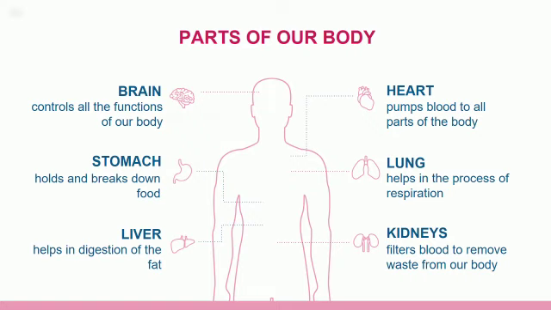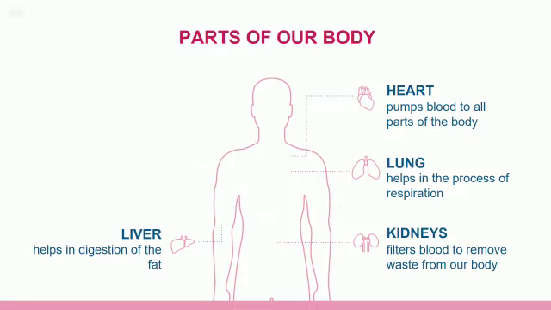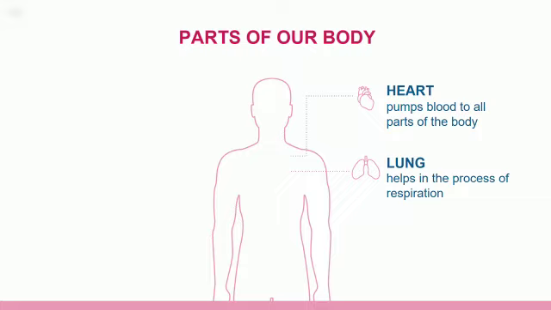The brain controls all the functions of our body. The stomach holds and breaks down food. The liver helps in the digestion of fat. The kidneys filter blood to remove waste from our body. The lungs help in the process of respiration. And last but not the least, the heart, which pumps blood to all parts of the body.